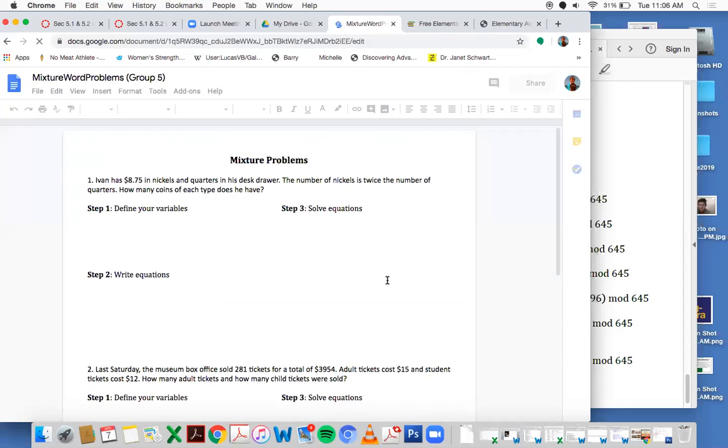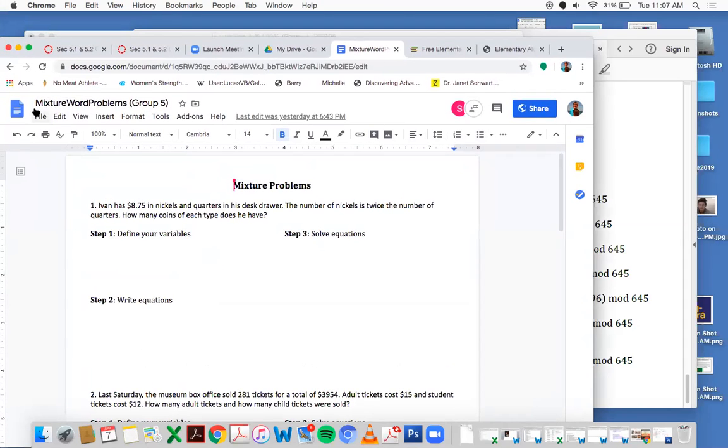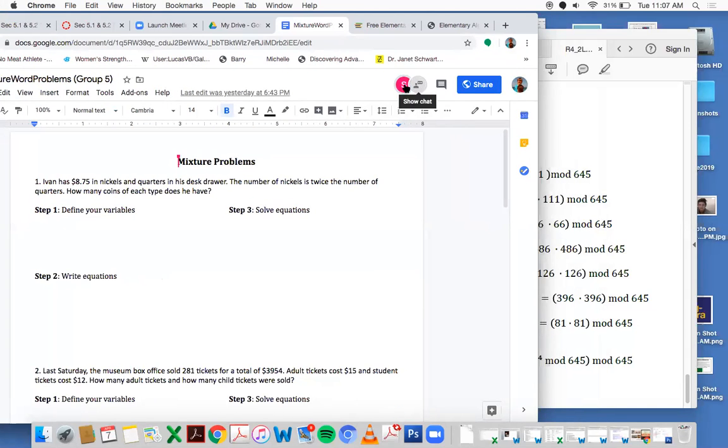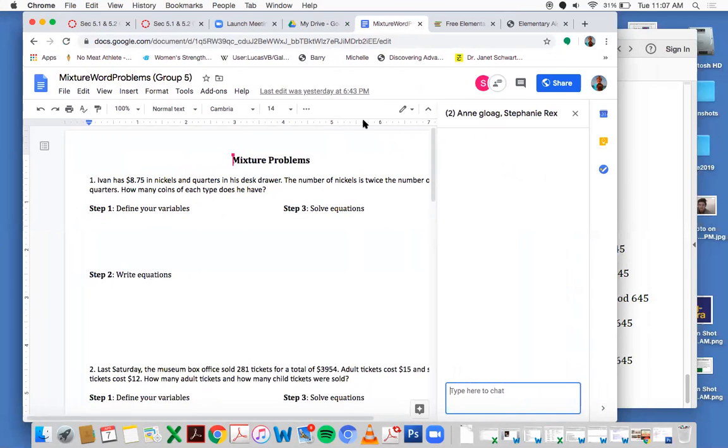That's group 5. How do I know which group I'm in? When you open the document, if you look at my screen, it should say mixture word problems and in parentheses, the group number. And if people are logged in, if you click on the little boxes, it gives the names of the people in the group. So right now in group 5, I'm here with Stephanie. Hi, Stephanie. Hi. If you open the chat box, then you can see the people who are in your group. I think most of you have Gmail addresses, so it shows.